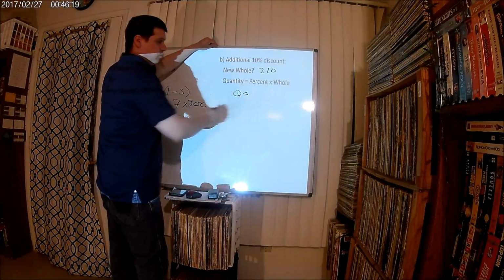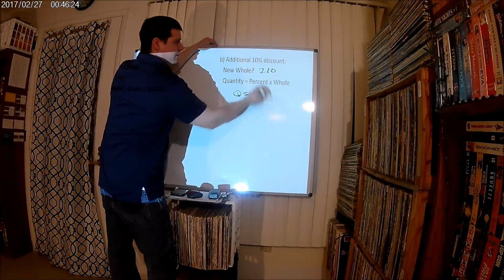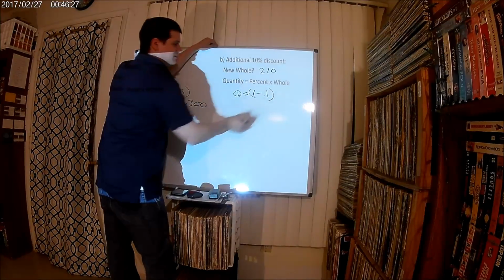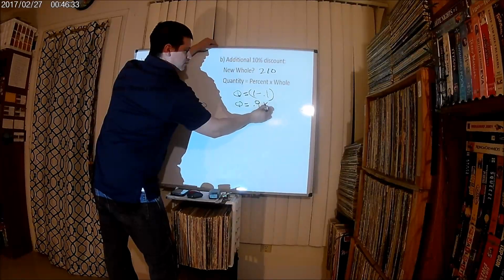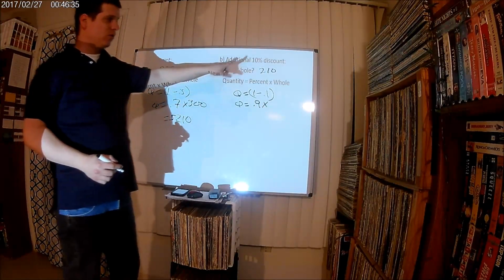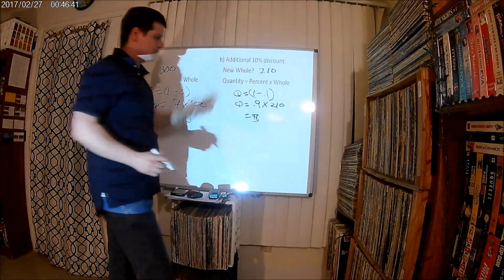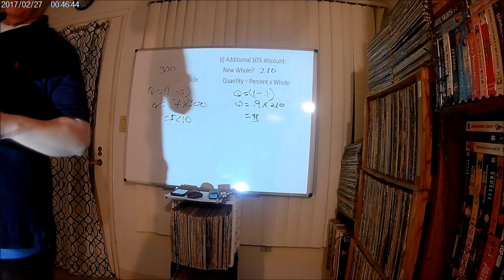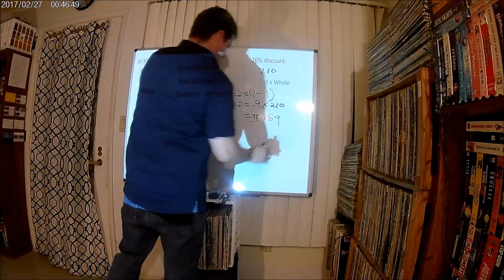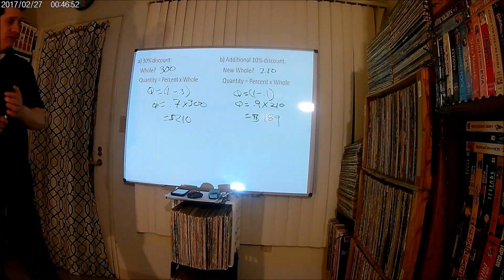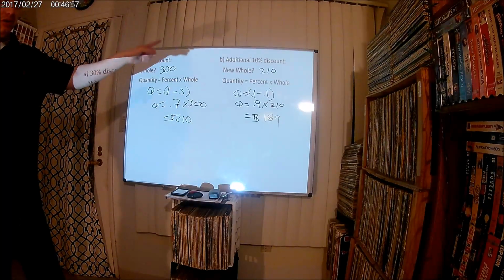So the percent, again, 1, are we subtracting or adding? Yep, we're subtracting. 1 minus what? The 10%, which is 0.1. So that gives us 0.9 times the whole. In this case, it's 210. How much is it after the 10% discount? Yep, 189. So it's $189. We buy it with the 30% and then the additional 10%.